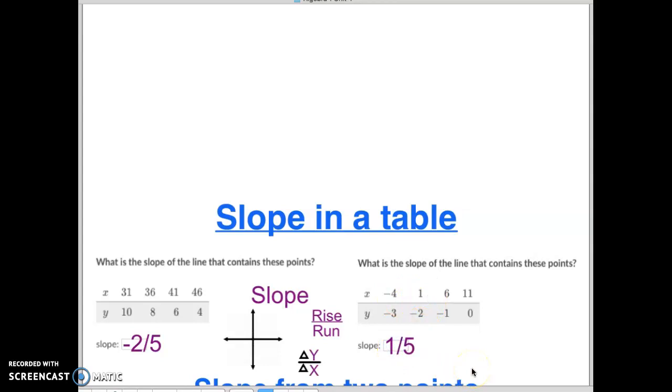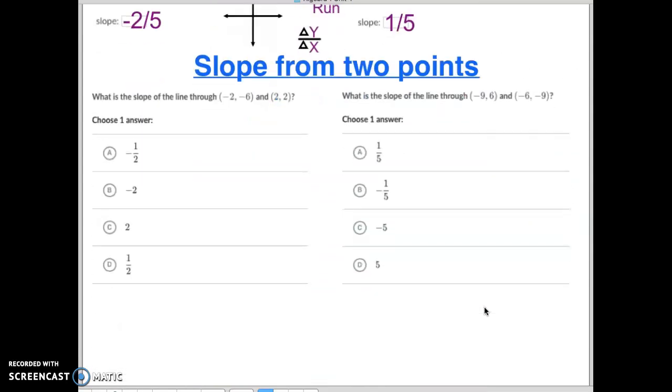So that's how you do it from a table. Pretty simple. This one shouldn't take you very long. Then we have the next one.